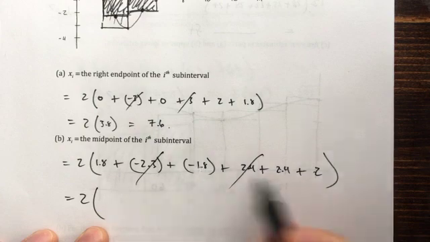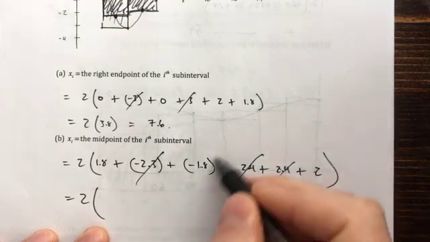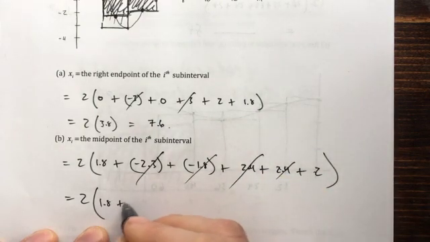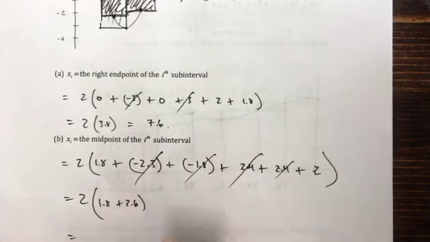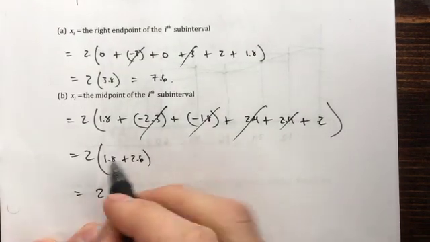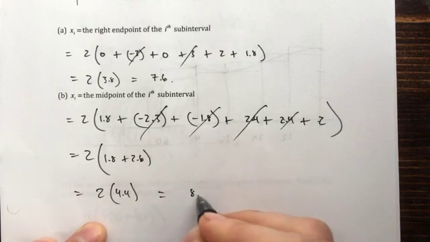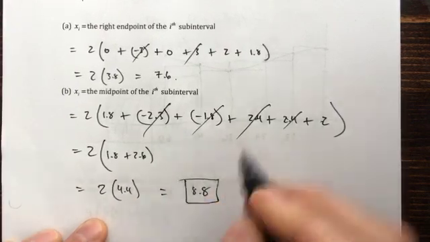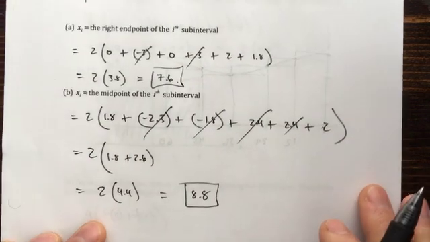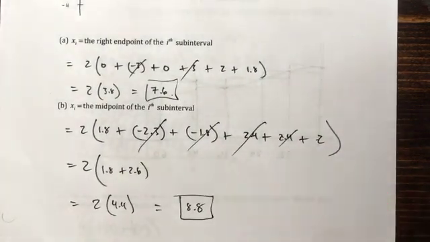And so then that becomes 2 times, well, we're just going to estimate here. Those are gone. This is going to be 0.6 in the positive, so maybe 1.8 plus 2.6. So now we've got 2 times 4.4, which is around 8.8. So you can see we're getting some different estimations here for that area.